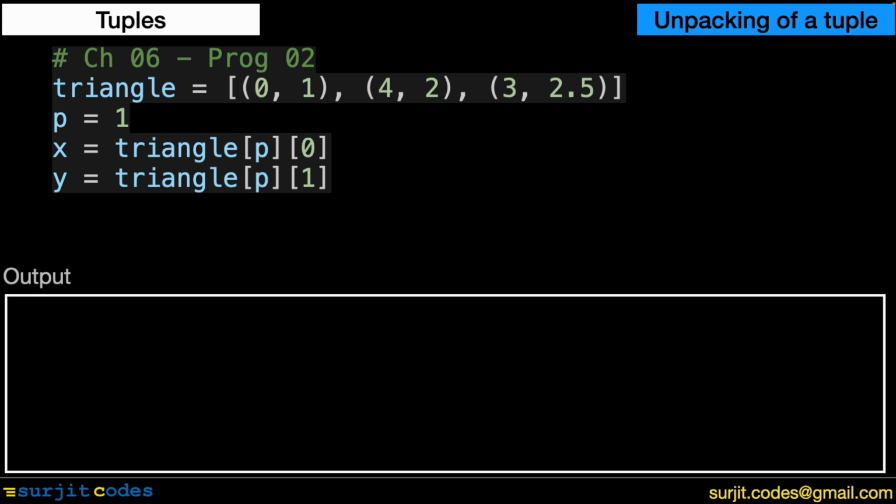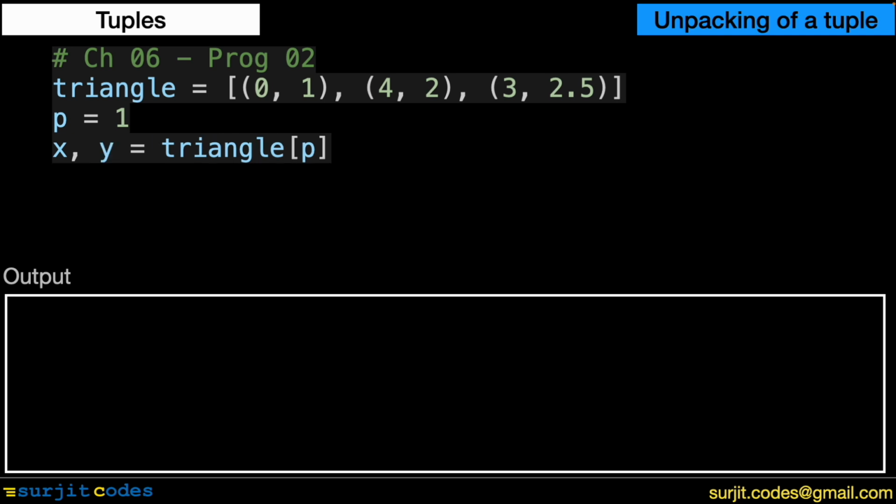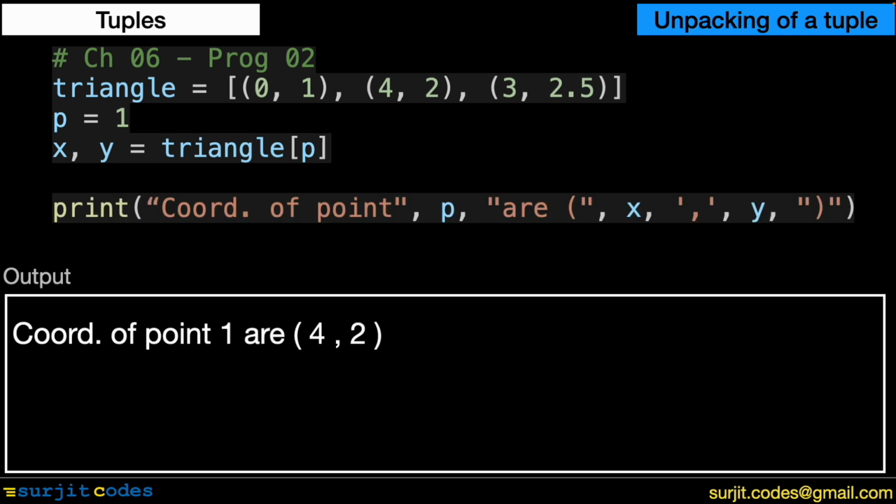We can also combine these two lines as this. Here the pth point of the triangle unpacks to x and y coordinates. Let us print these coordinates. P equal to 0 gives the starting point of the triangle and P equal to -1 gives its last point.